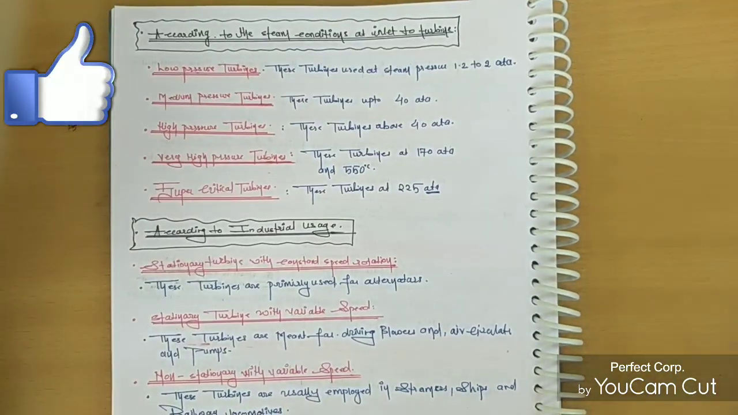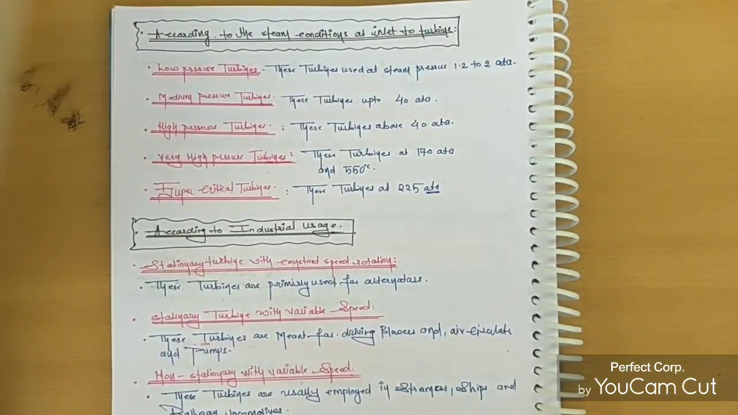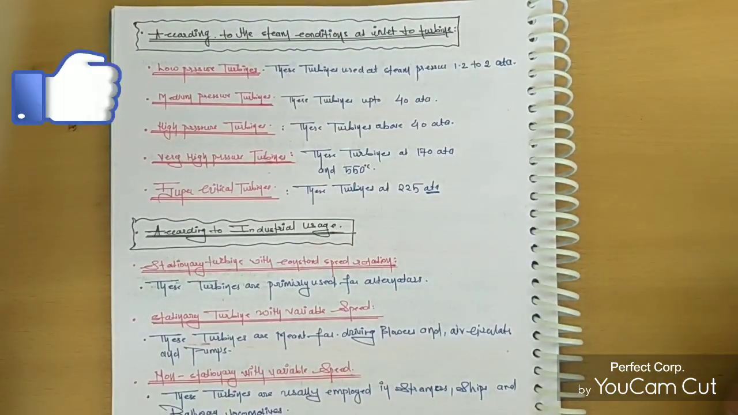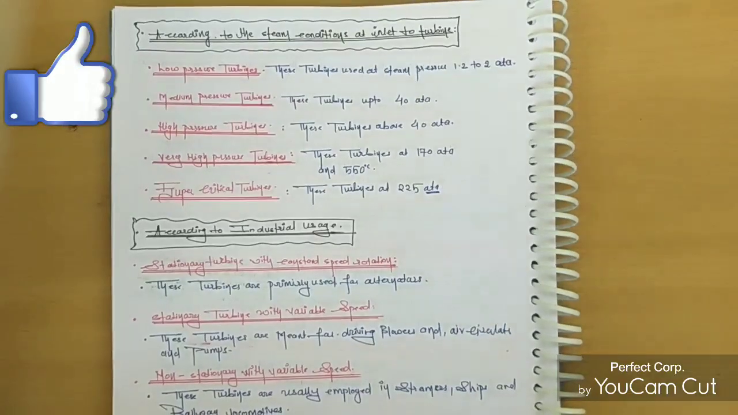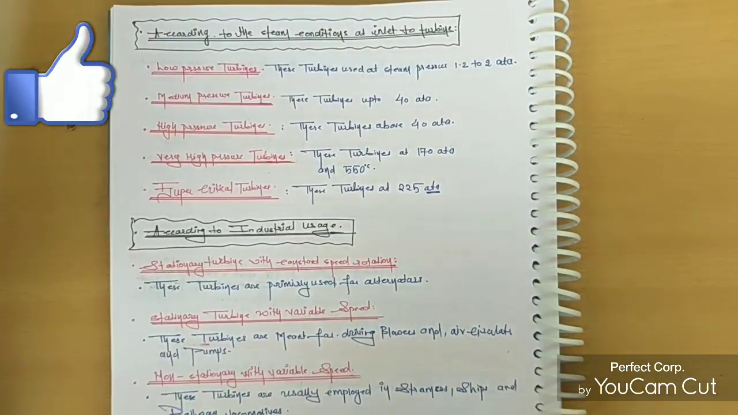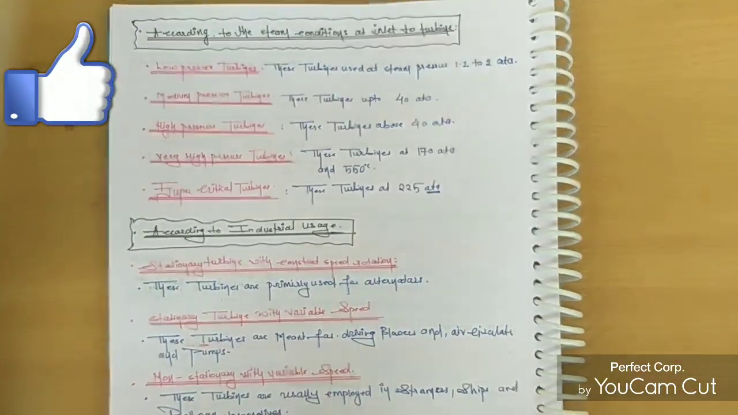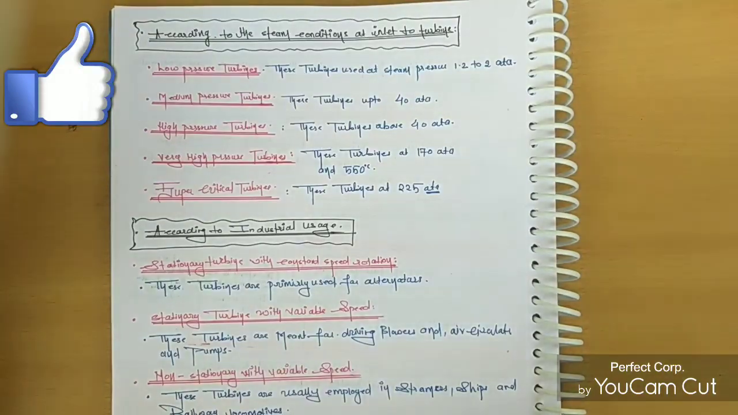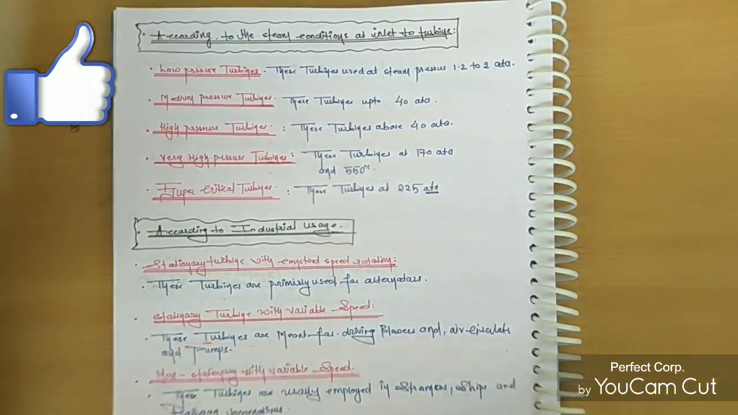Okay, the medium pressure turbine: this turbine is below 40 standard atmospheric pressure. High pressure means above 40, and very high means up to 170, and temperature is 550 degrees Celsius. And supercritical turbines are always close to 225 bar standard atmospheric pressure.